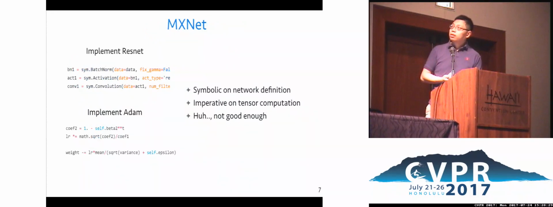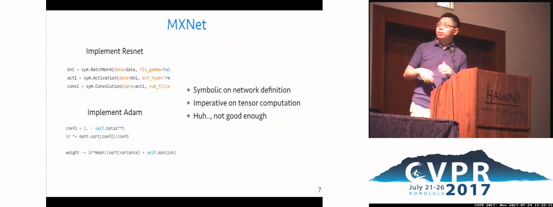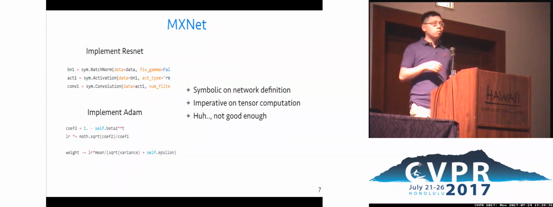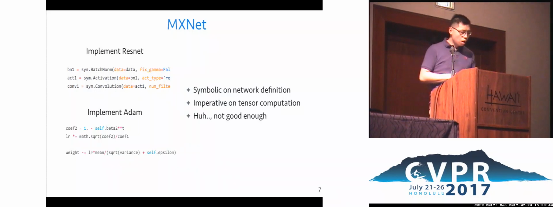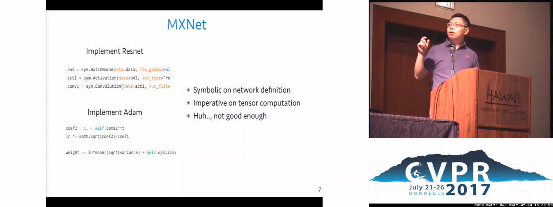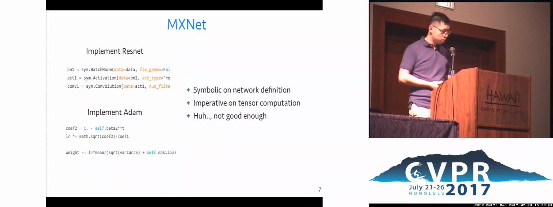Another thing, for MXNet, the original interface we were trying to design assumed that most of the computation is in the network itself. So in this case, we let people write a symbolic program to define the network. Here I first apply a batch norm layer, then apply the ReLU activation, and then connect to a convolution layer. This is a small part of implementing the ResNet.